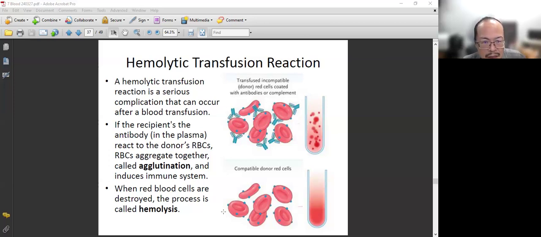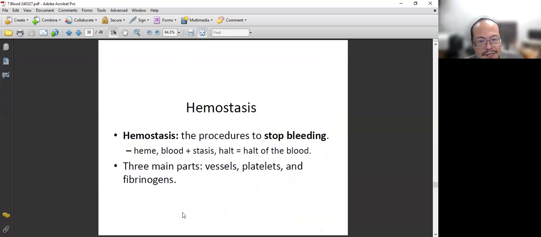We call this agglutination. Agglutination is the process by which the antibody traps the object that has the antigen matching that antibody. So you can see the blood agglutination. And this will kill the cells, so we have hemolysis. Hemo means blood, lysis means degradation. So that's that for this lecture.